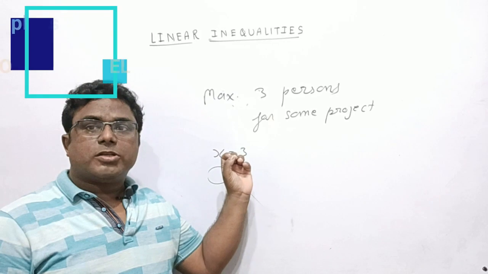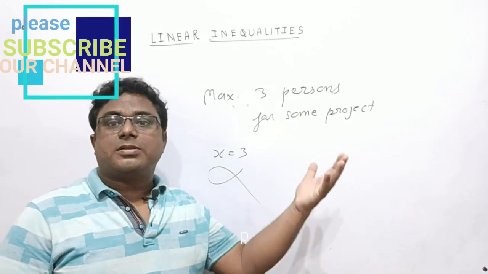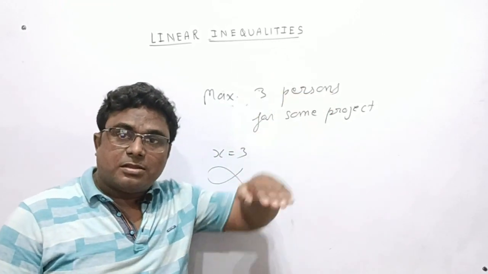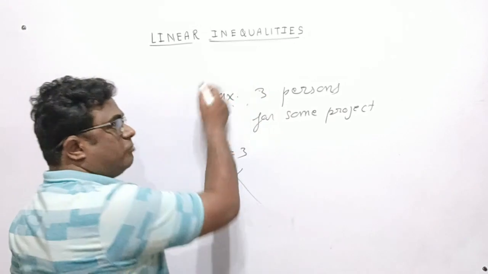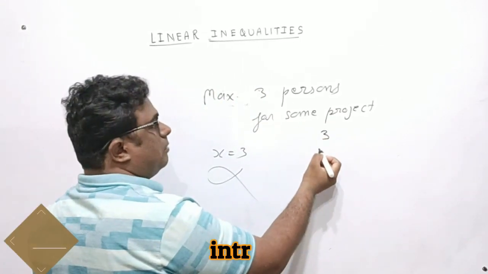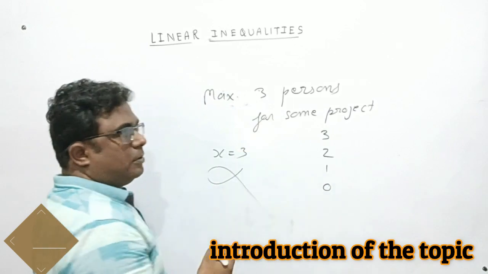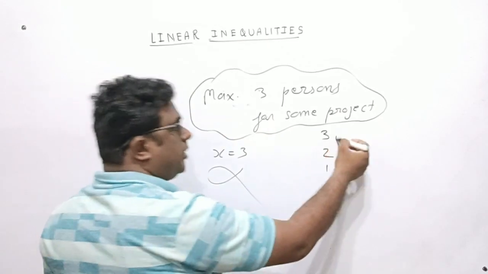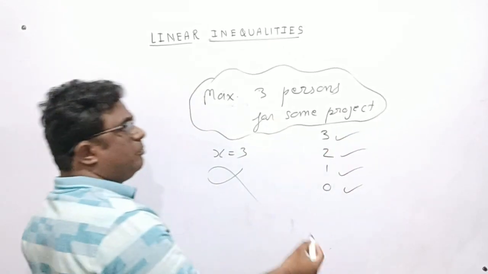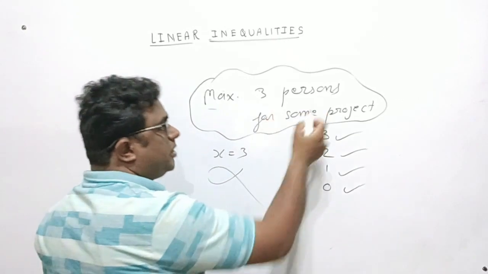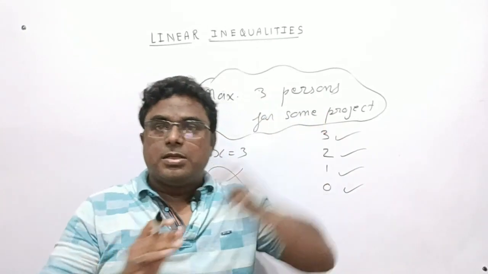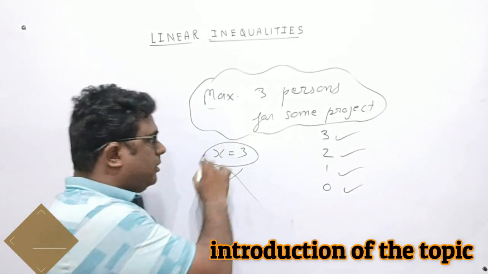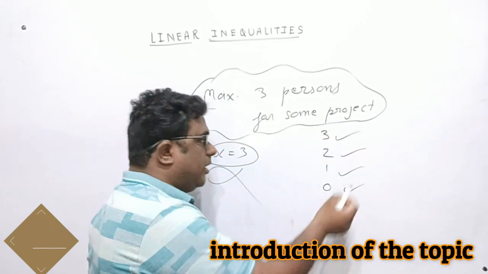In the question, what is the situation? Maximum 3 persons means that the number of persons is at most 3 but can be less than 3 also. The number of persons may be 3, maybe 2, maybe 1 or maybe 0, because it is clearly written maximum 3 persons. So maximum 3 means either 3 or less than 3. So x equal to 3 cannot explain all these values.